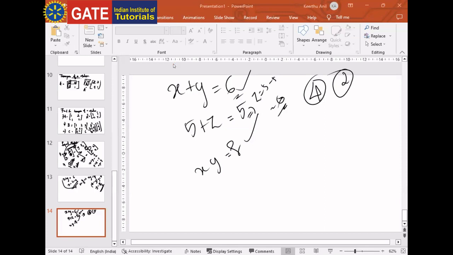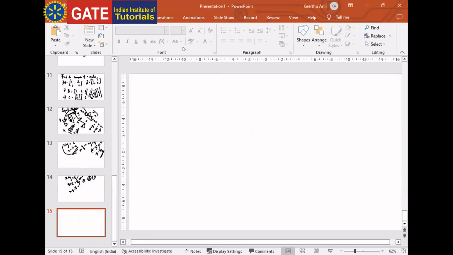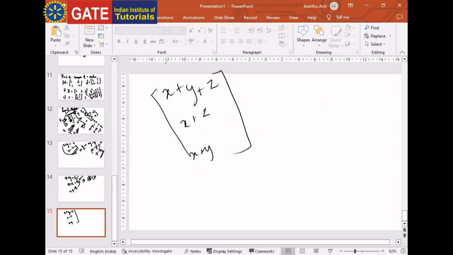This question you can read. x plus y plus z, x plus z, x plus y. This is a column of this. And it is given that this is equal to 9, 5, 7.